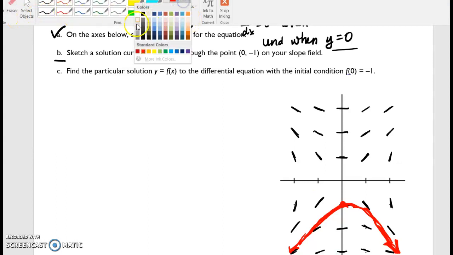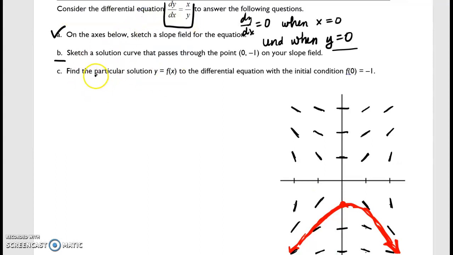For this last part, part C, it's asking me to find the particular solution to the differential equation with the initial condition f of 0 equals -1. So for particular solutions, that means it's actually asking me to solve for y. So I'm going to take my differential equation, dy dx equals x over y, and this is where I do the separation of variables. So if you have more questions about this, make sure you go look at 5.3. So I'm going to cross multiply. Y dy equals x dx.